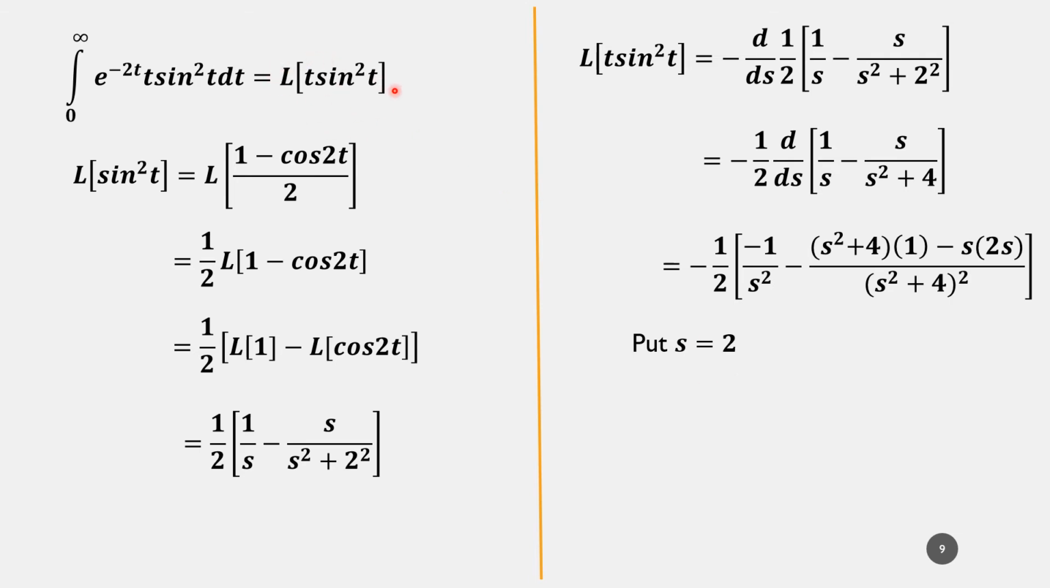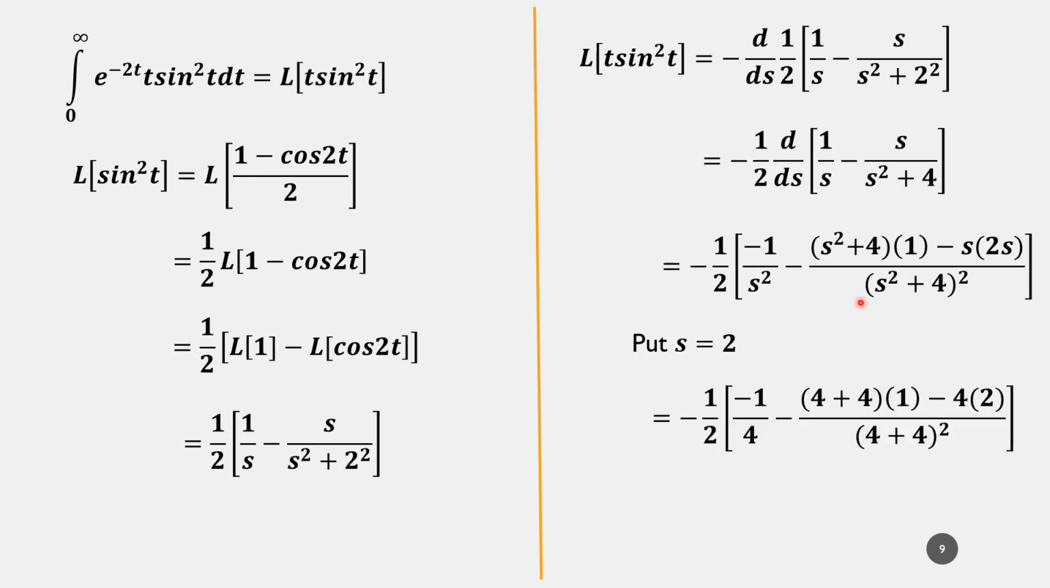If only L of t sine square t is given, then you have to simplify. But if you are asked to evaluate an integral, you need not simplify. You can simplify, but even if you don't, it's fine. Put s equal to 2 in this whole expression. Wherever s was there, replace it by 2 so that we get this expression. Now simplify. The answer will be 1 by 8 because the second term will become 0: 4 plus 4 is 8, 4 into 2 is 8, 8 minus 8 is 0. So the whole term will become 0. We will get 1 by 2 into 1 by 4, that is equal to 1 by 8.